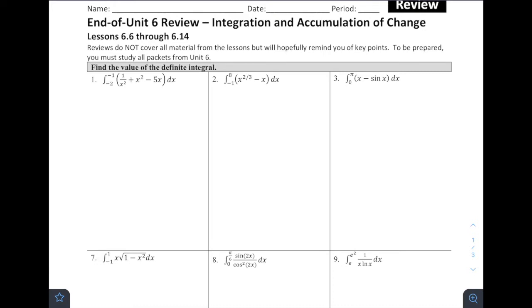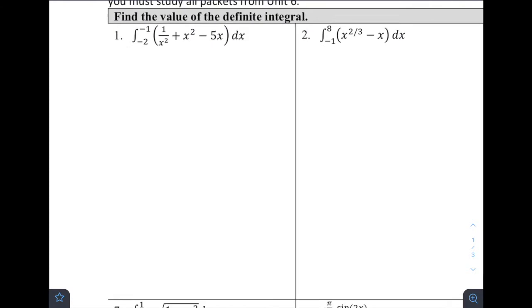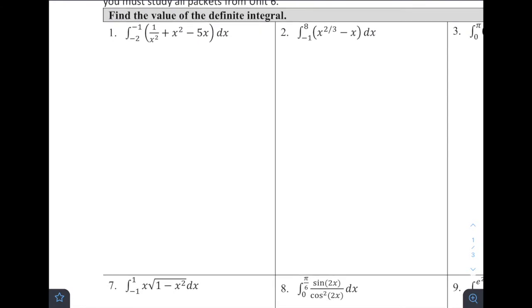All right, so we've got some mixed review we're going to go through. Let's do it. Find the value of the definite integral. So in cases like this, let's try to figure out what to do first. I'm going to try to rewrite this term first so that I can apply my power rule for it. And so let's do that.